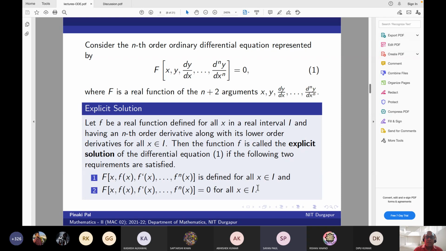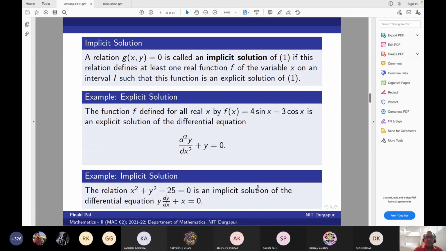Sir, can you take an example? Yeah, I gave one example. You see here, explicit solution: f(x) is equal to 4 sin x minus 3 cos x. It is defined on the entire real line, and it will satisfy this differential equation. That means if you substitute f(x) in place of y, the left hand side will be equal to the right hand side. So therefore it is an explicit solution of this differential equation.